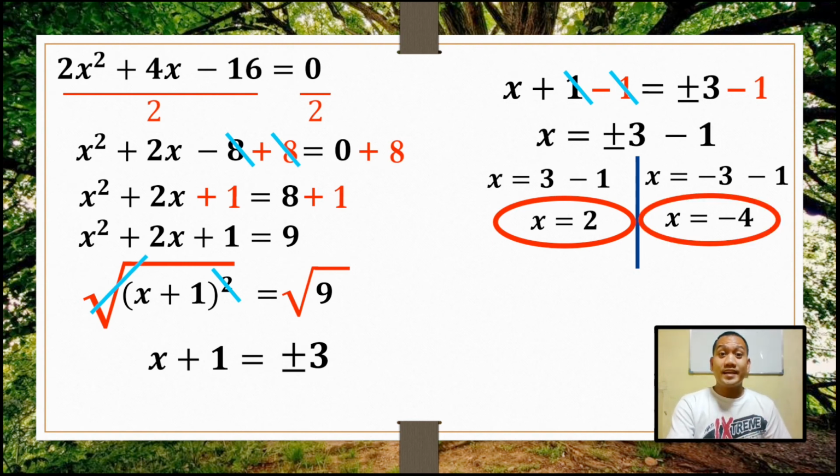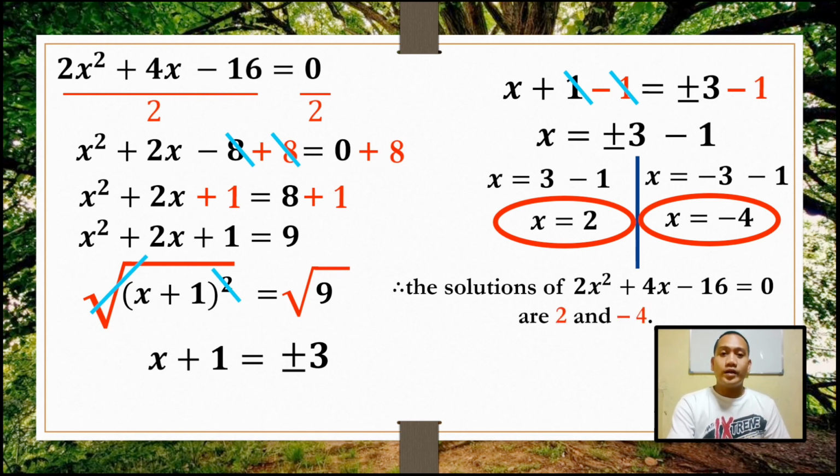From this, our second solution is x equals negative 4. From this, we can determine now our conclusion, wherein the solutions of our quadratic equation 2x squared plus 4x minus 16 equals 0 are 2 and negative 4.